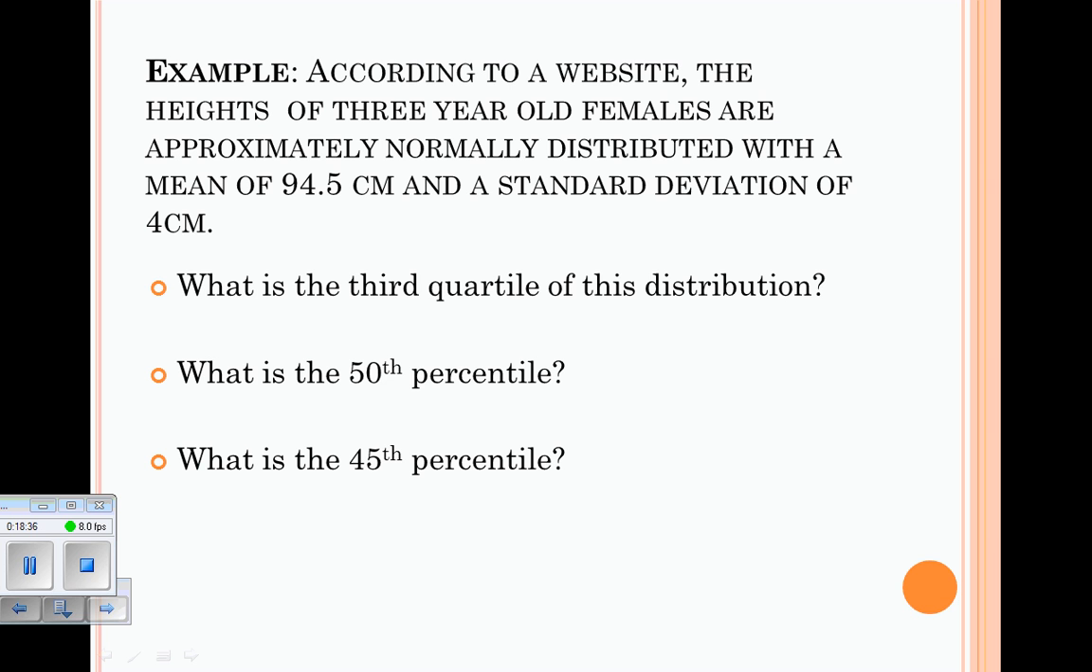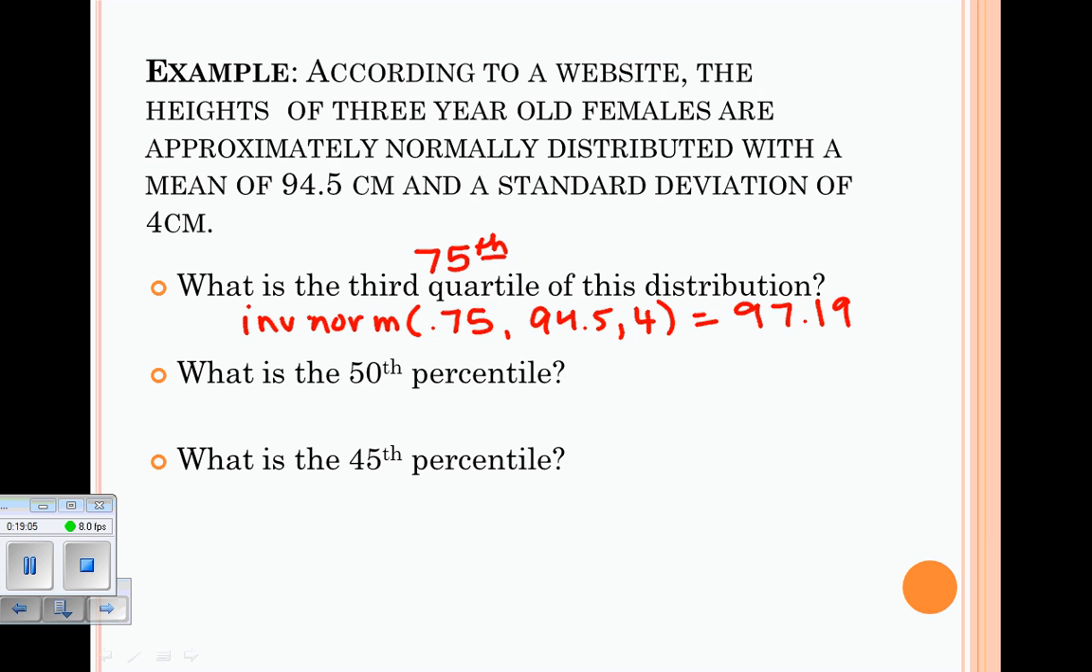Okay, well, first you've got to remember, third quartile means what? 75th, right? Okay, so if you want to find what value corresponds, inverse norm, what value corresponds to the 75th percentile, or 75% falls below it, I'm going to use 0.75. Then it told me my mean was 94.5, and my standard deviation was 4, and I get out 97.19.